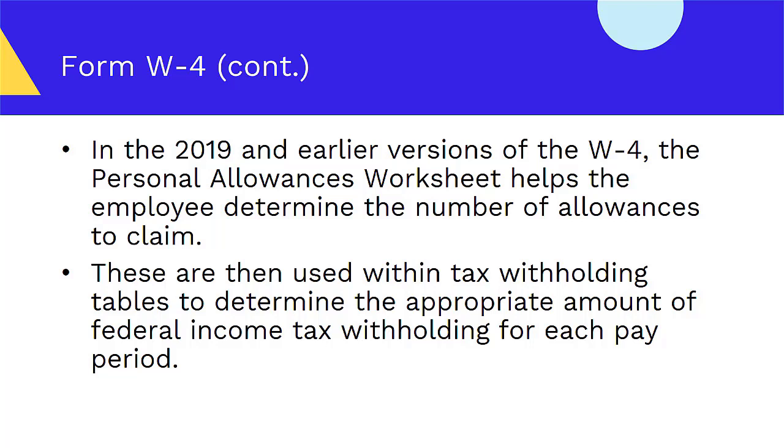Within the W-4, there was a personal allowances worksheet that you would fill out to determine the number of allowances to claim. Claiming a higher number would result in a higher tax withholding for each pay period. That's no longer the case. Now, on the form, there's enough information necessary to calculate the tax withholding.